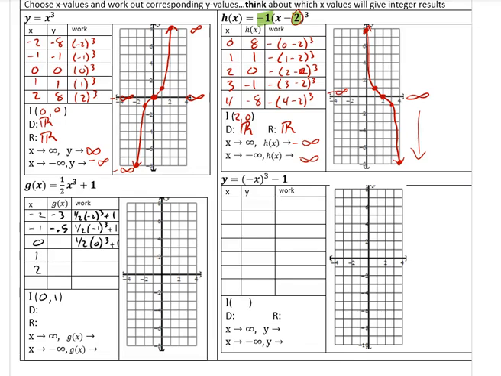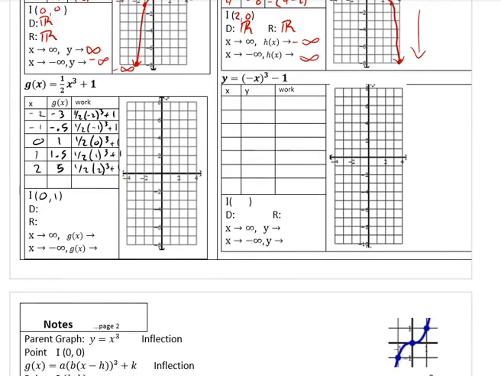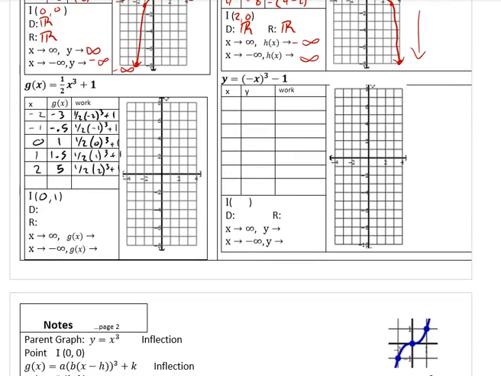When I plug in 0, I get 1. When I plug in 1, I get 1/2, or 1.5. And when I plug in 2, I end up getting 5. If I plot those points: 0, 1; 1, 1.5; -1, -0.5; 2, 5; and -2, -3.